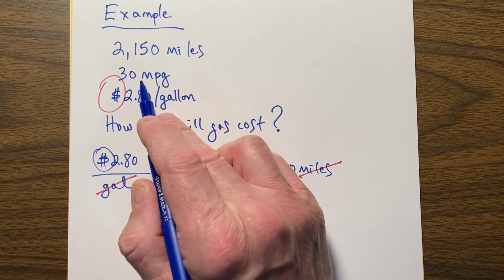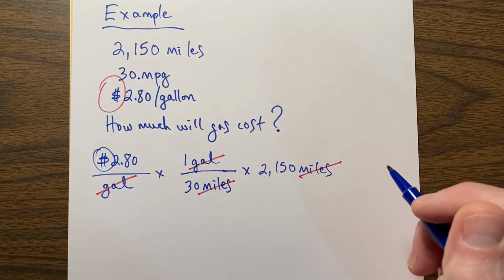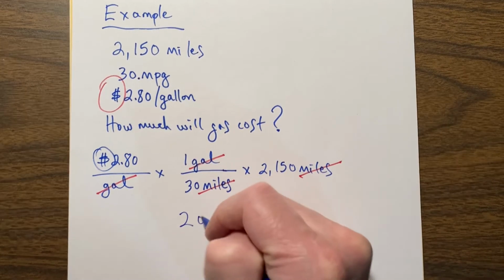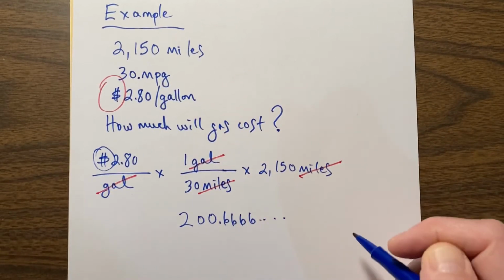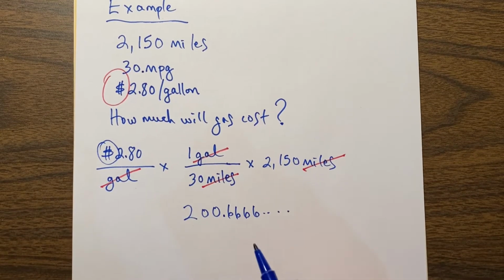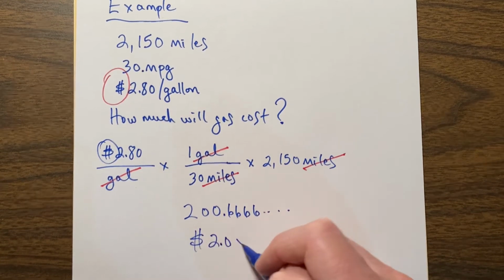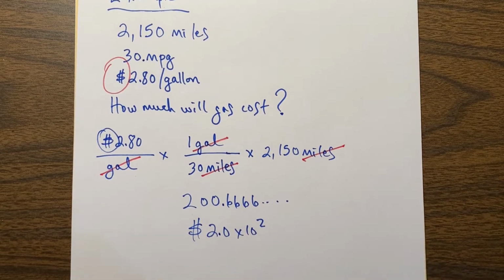Let's just say that is 2 sig figs, 30 miles per gallon, $2.80. So the calculator is giving me 200.6666 repeating. So I should round the answer to about 2 sig figs. So you'd spend about 2.0 times 10 to the second dollars. $200 is the final answer.